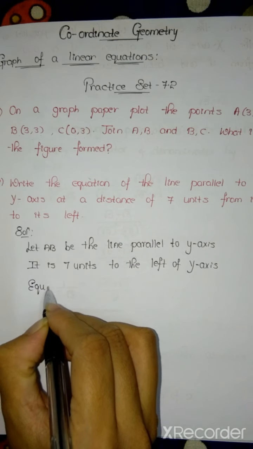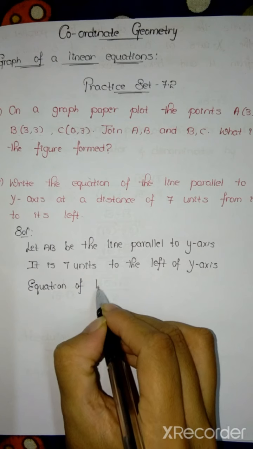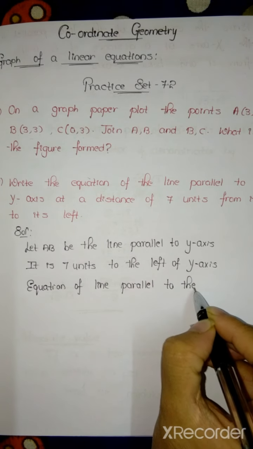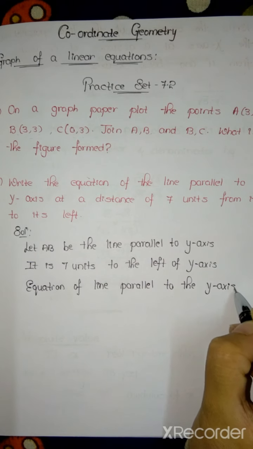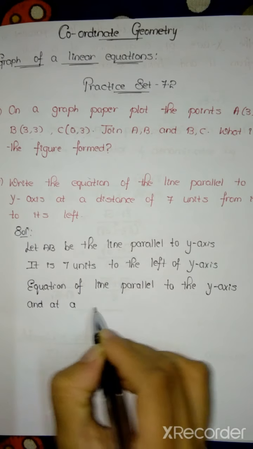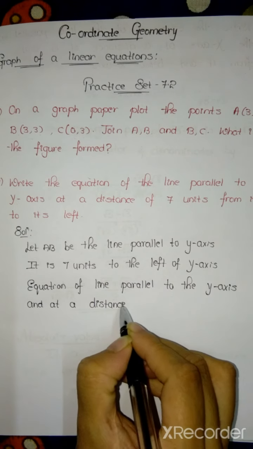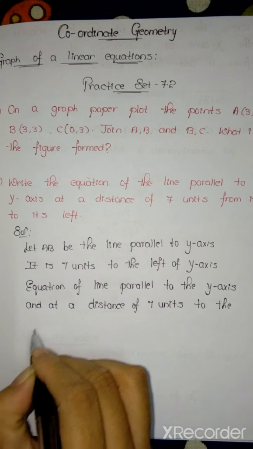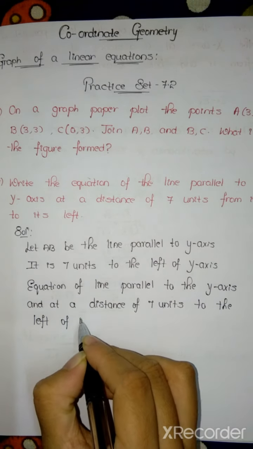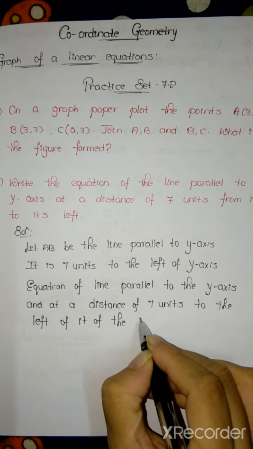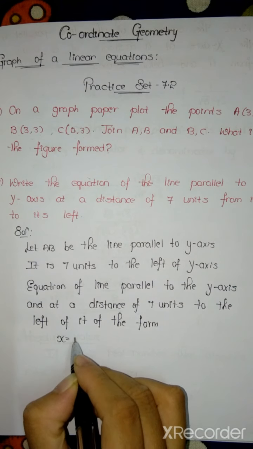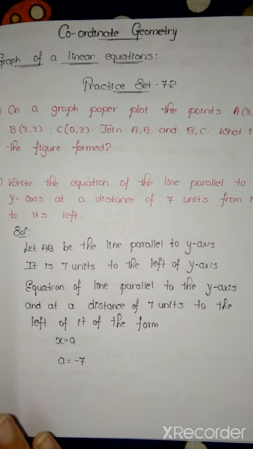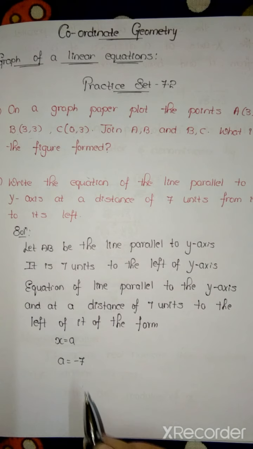So equation of line parallel to the y axis and at a distance of 7 units to the left of it, of the form x equal to a. For the left side we take x equal to a. So here a is equal to -7. So why -7? It is on the left side. The numbers we write on the left side are in negative sign, so therefore -7.